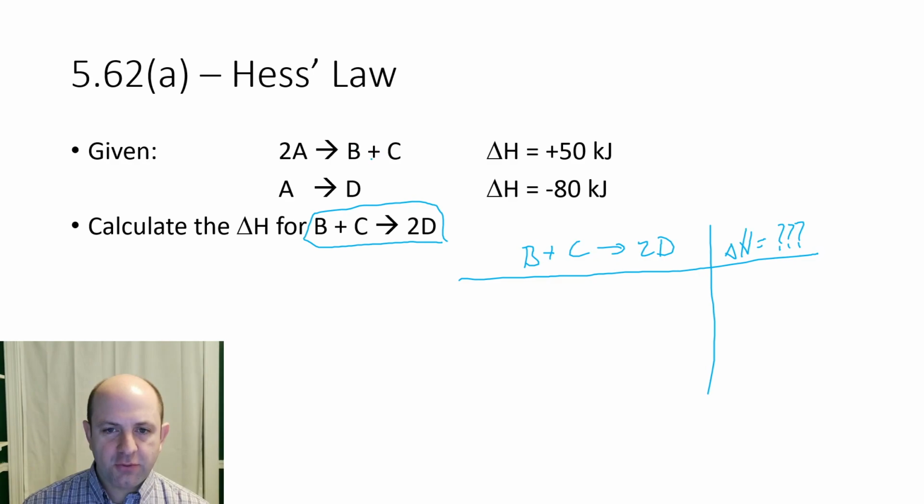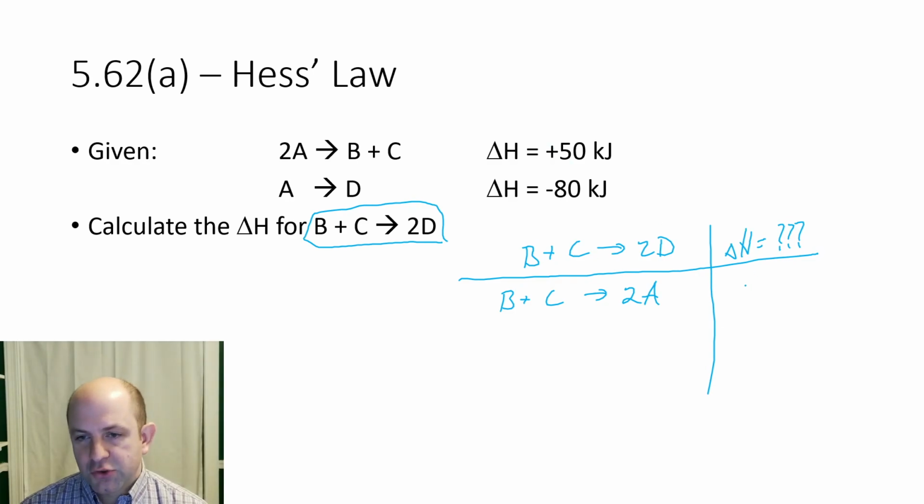They're here in the first equation, but they're products. So I need to flip this equation around to make that work out. So I will have B plus C go to 2A. Because I wrote this reaction backwards, I'm going to flip the sign of the delta H. So that delta H is now negative 50 kilojoules.